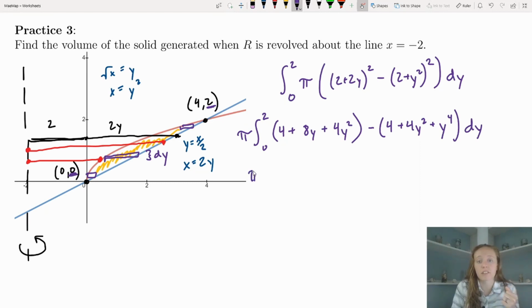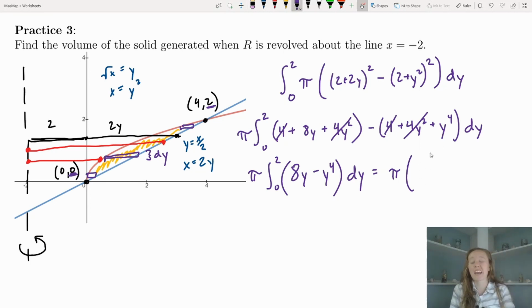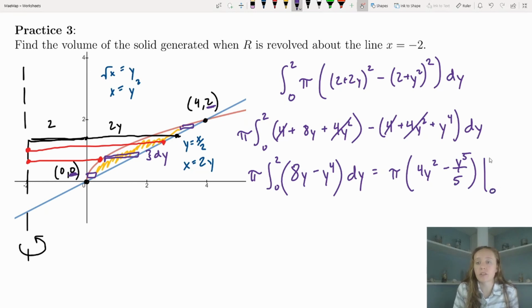Now I'll simplify this down. You can see that my 4's will cancel out. There's nothing that can be combined with 8y, so this will remain as 8y. 4y squared minus a positive 4y squared goes to 0, so those cancel out, and then I'm just subtracting my y to the 4th and integrating that with respect to y. So that's going to be pi times, integrating 8y becomes 4y squared, and integrating y to the 4th becomes y to the 5th over 5. And my y bounds are from 0 to 2.